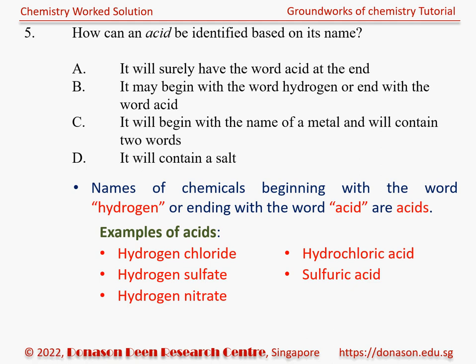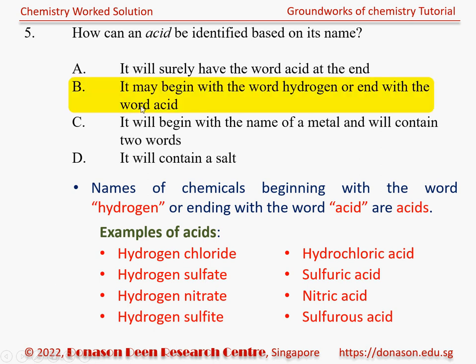Hydrogen nitrate is an acid, or it's also known as nitric acid. Hydrogen sulfide is another example of an acid, and it is also called sulfurous acid. So as you can see from this list of examples, it either begins with the word hydrogen followed by the name of an anion, or it can simply end with the word acid. So that's how we identify an acid. So it may begin with the word hydrogen or end with the word acid is the right option for this.